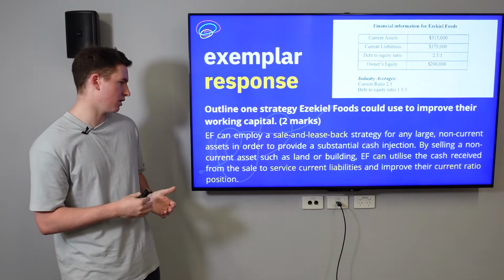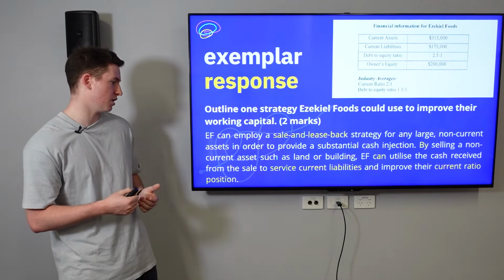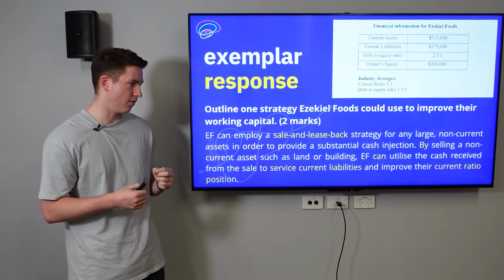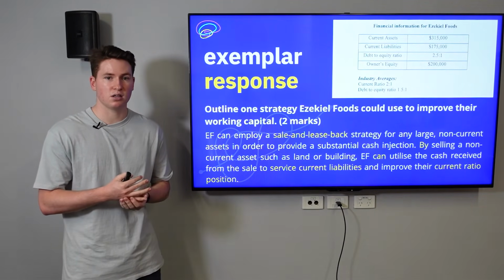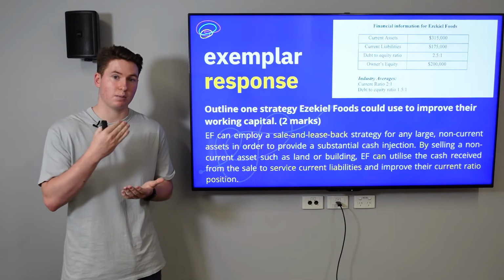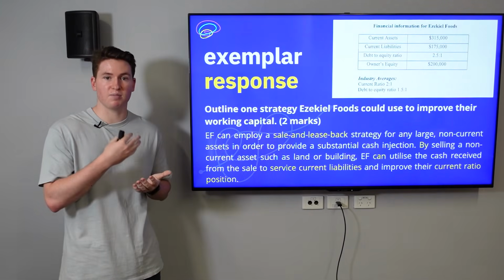By selling a non-current asset such as land or building, EF can utilize the cash received from the sale to service current liabilities and improve their current ratio position. So in 2 sentences, we've been able to name our strategy, explain it, the benefit it provides, and then link it directly to the business based off the information we've been provided.